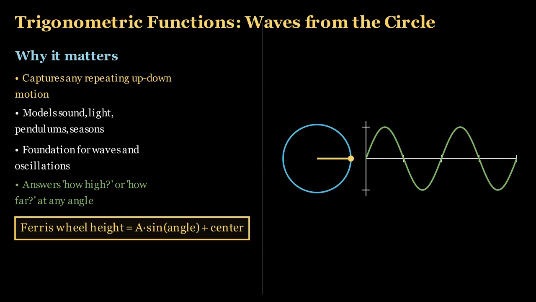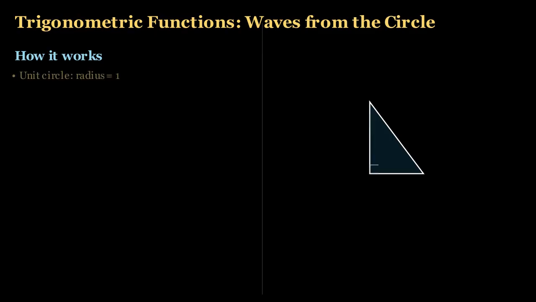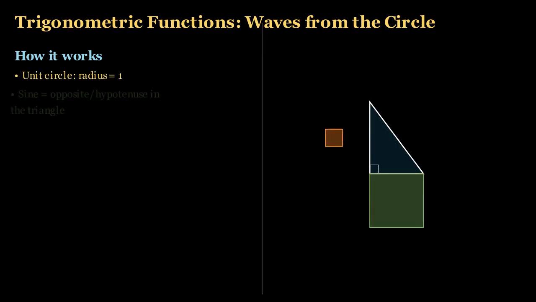Let's build it from the circle. We start with a circle of radius 1. Pick an angle and draw a line from the center to the edge. That line is the radius, and its length is 1. Now drop a vertical line down to the x-axis. You've made a right triangle.